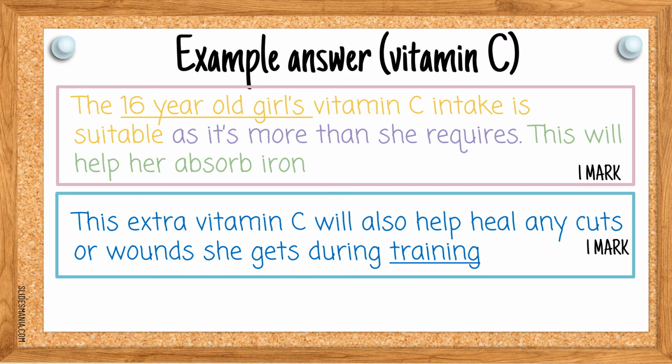We've then went on to say that this extra vitamin C will also help heal any cuts or wounds she gets during training. So this is our developed consequence. So that's how we've got a 2nd mark for vitamin C, as we've given a 2nd function of vitamin C, and we've been specific to the person in the question by saying that she will heal any cuts or wounds that she gets during training.